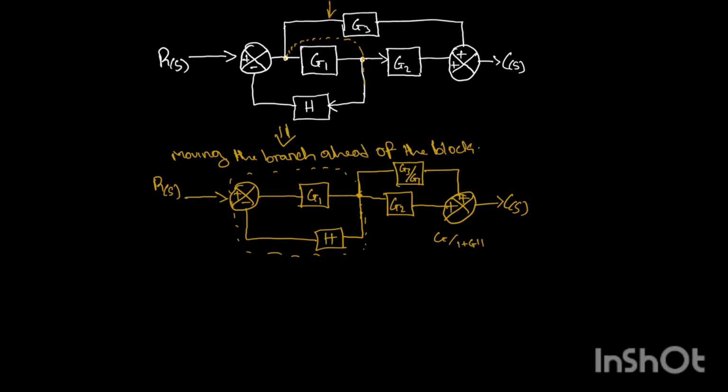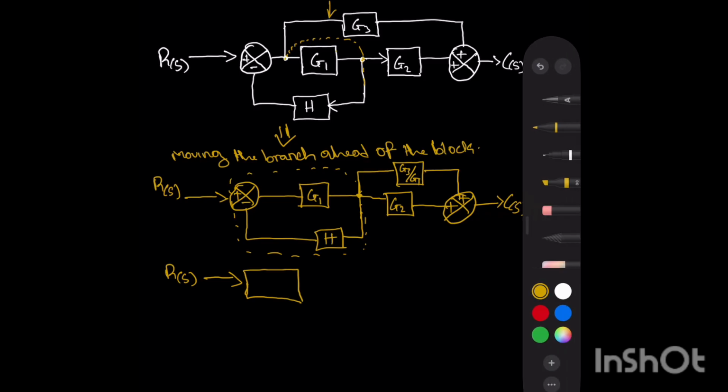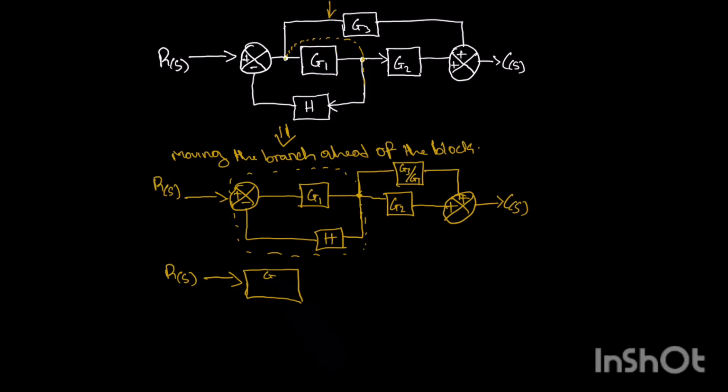That's the formula for a negative feedback. So now what we want to do is to resolve this part. We will be having R of x. We have resolved here now to become a single block. So what we will have is G1 all over 1 plus G1H.